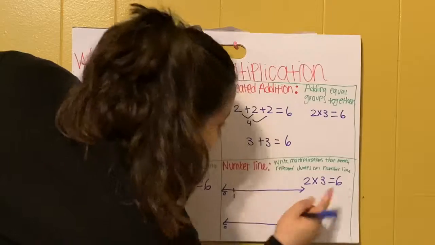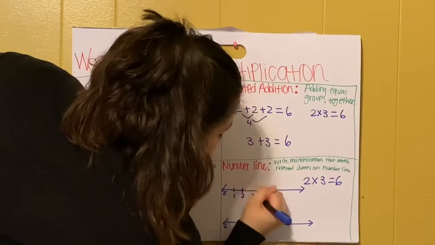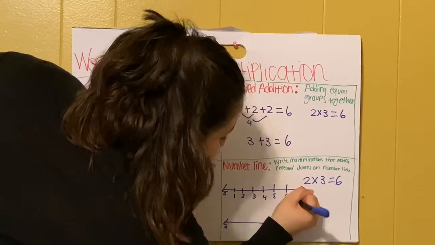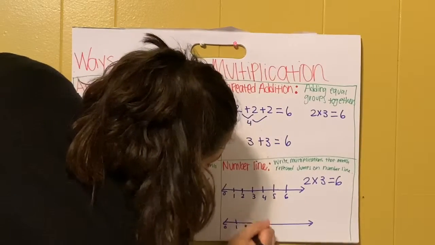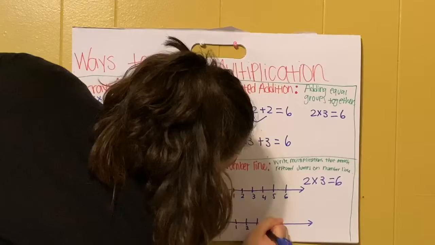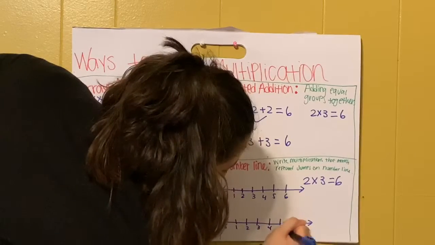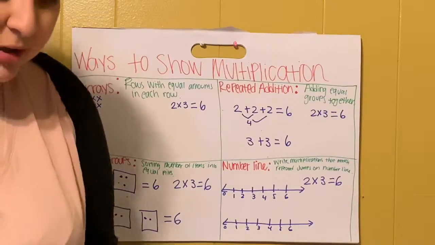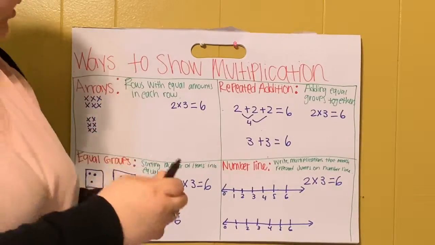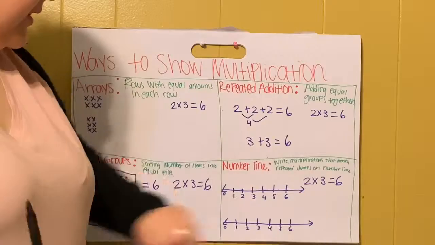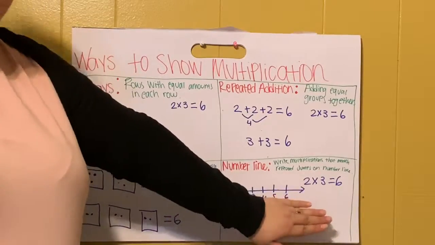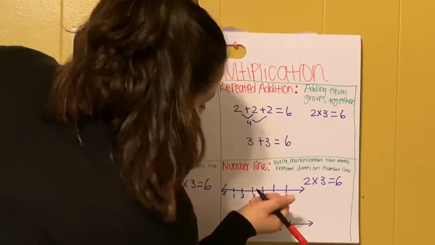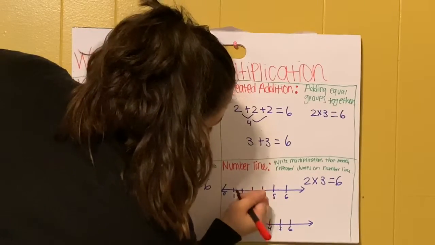So go ahead and write, we have 6. So 1, 2, 3, 4, 5, 6. Let's do the same for the bottom. 1, 2, 3, 4, 5, 6. Okay? Now I'm going to use a different marker so I can show you guys the differences. All right? So basically we're going to do 2 jumps of 3 to equal 6.